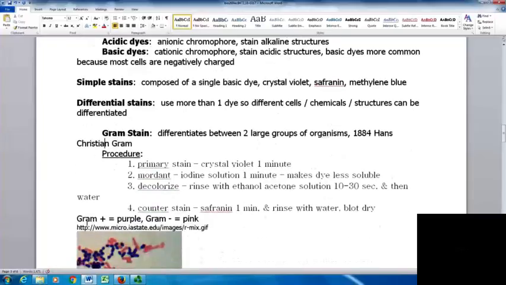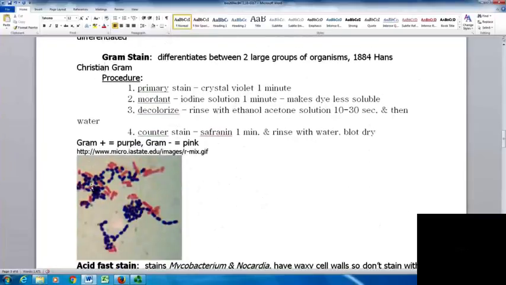With this procedure, you start out with your primary stain. It's going to be crystal violet placed on the smear for 1 minute. The mordant, like iodine, sometimes referred to as Gram's iodine, is a solution that's placed on for 1 minute. This makes the dye less soluble. The third step is to decolorize.